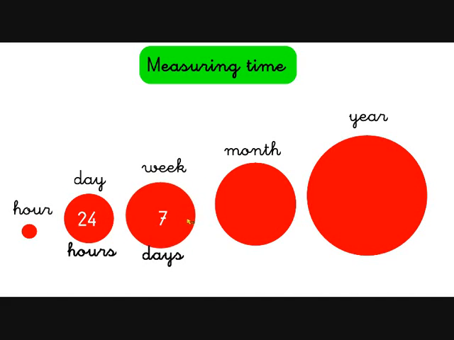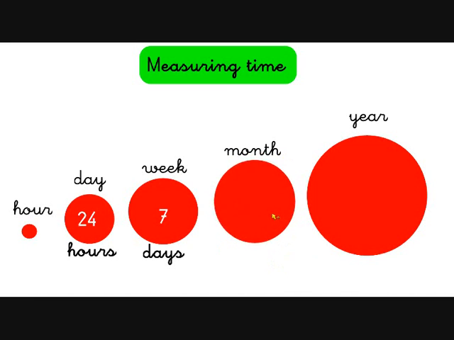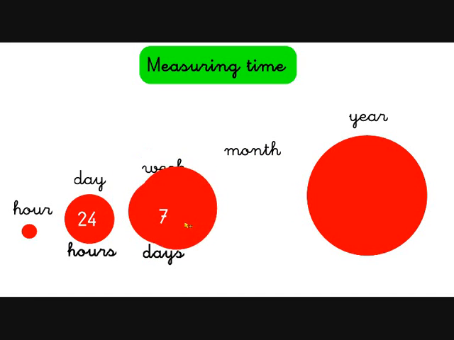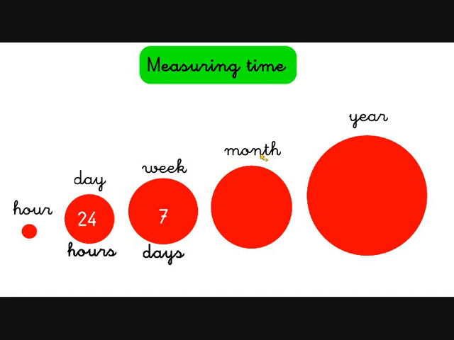Okay, so this circle, the week, is bigger than the day because we have 7 days and this is just 1 day. Okay, let's continue with the bigger circles. Wow, this is big. This is even bigger than the week. What is it? It is the month. How many of these days are there in a month? Yes, that's right. 30 or 31 days per month except February. February has 28, but never 30 or 31.